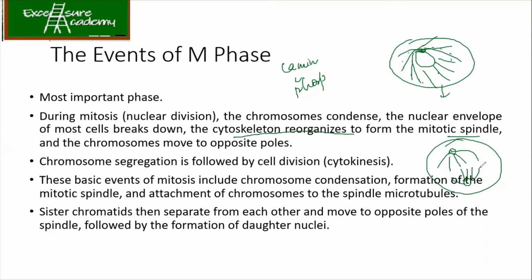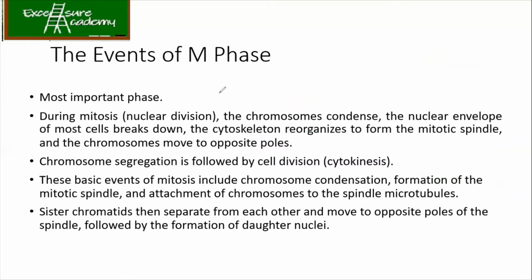Now, once the chromosome segregation is completed, cytokinesis, the cell division, will take place. Okay, so the sister chromatids then separate from each other and move to opposite poles of the spindle, followed by the formation of the daughter nuclei. So the moment the chromosomes are pulled apart, the cell divides. And when the cell is dividing, by that time the nuclear envelope is also appearing. Did you get the scene over here, like what exactly is happening in the M phase?